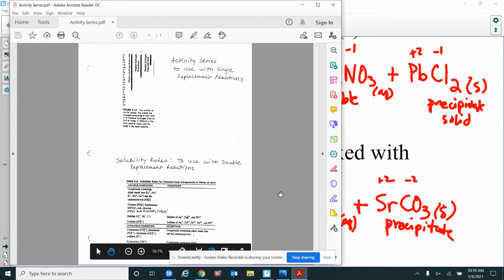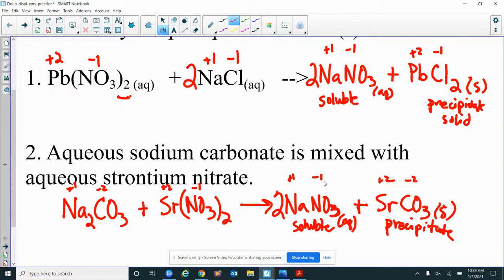Okay, and so you're going to be allowed to use this chart on your quiz or test, but if you remember those other rules that I told you, that ammonium, alkali metals, and nitrates are always soluble, most of the time you're going to have one of those type of products. It's either going to have alkali metal, nitrate in it, or ammonium ion. This one happened to have the same nitrate, so that one's soluble.